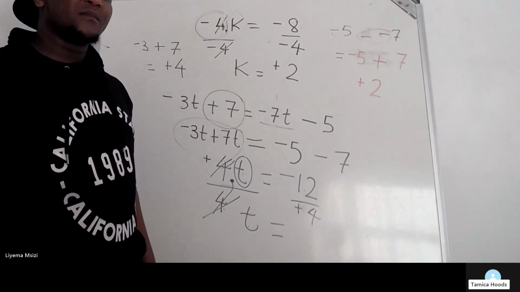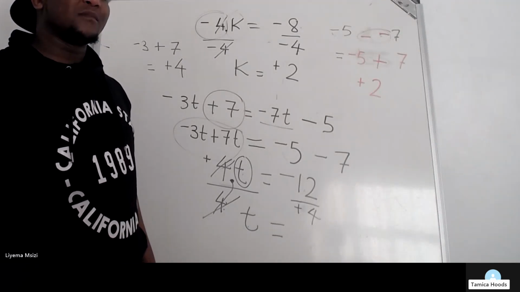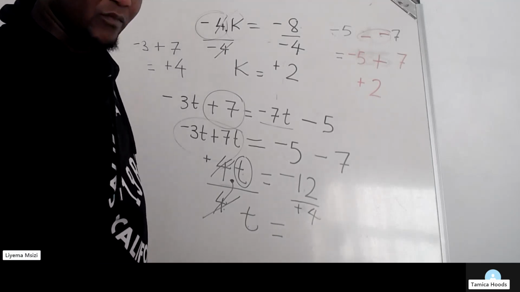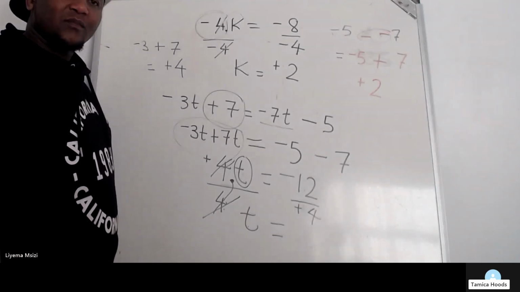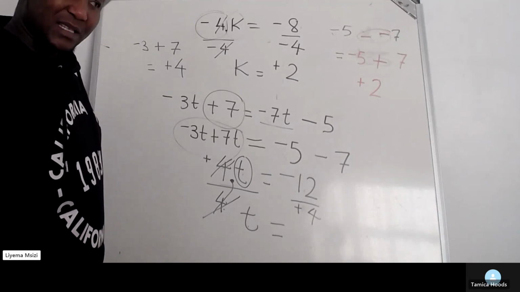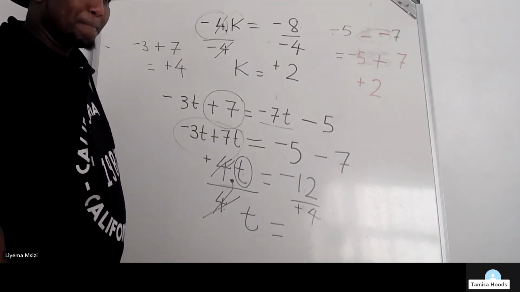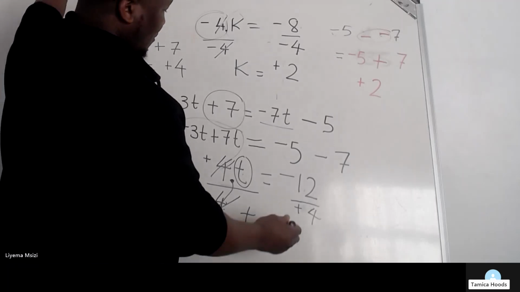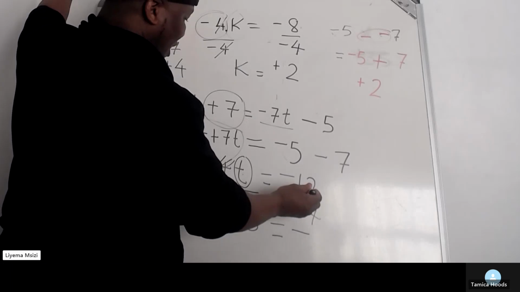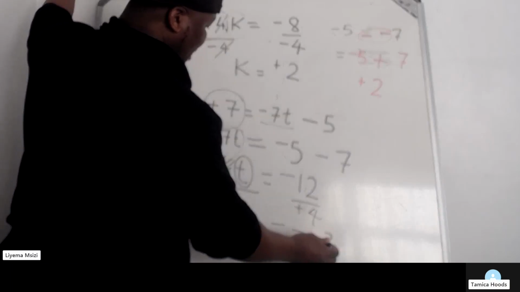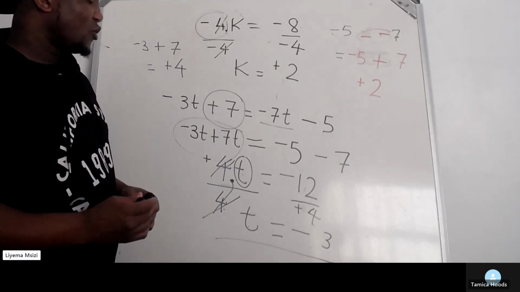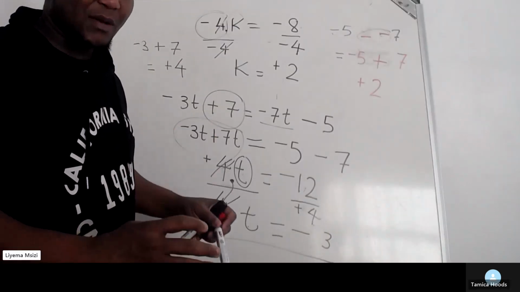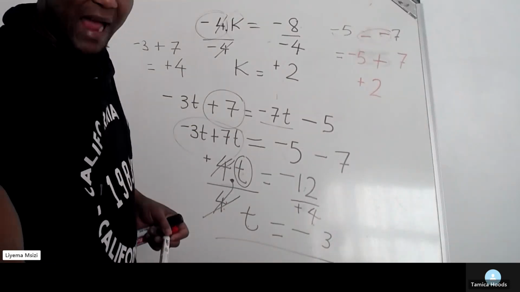Then we look at the signs, since we are dividing them, and see if they are the same or different. They are different, meaning it is going to be negative. And then 12 divided by 4 equals 3. So t equals -3. Yes. We need more examples so I can refresh your mind.